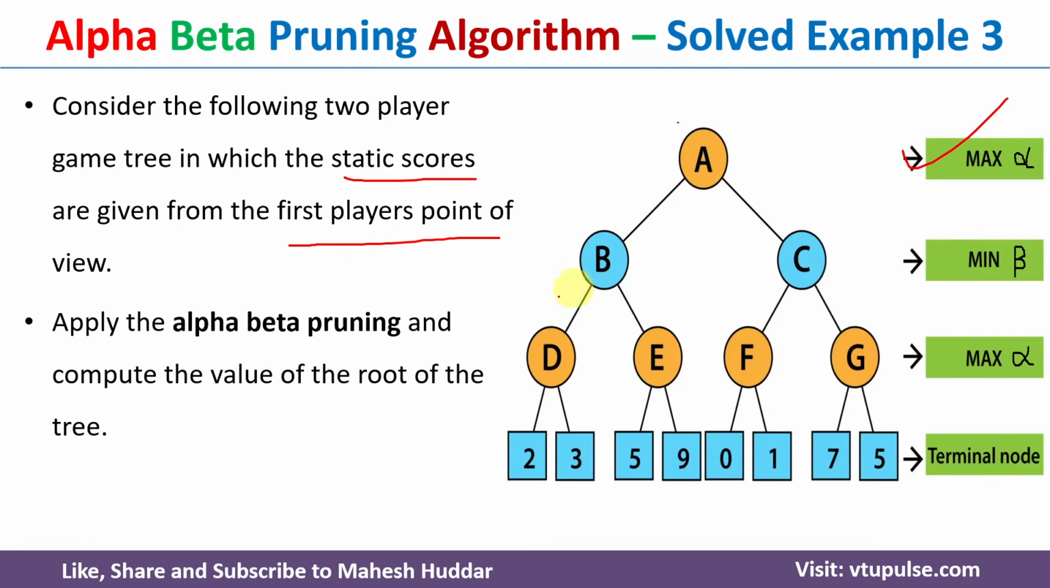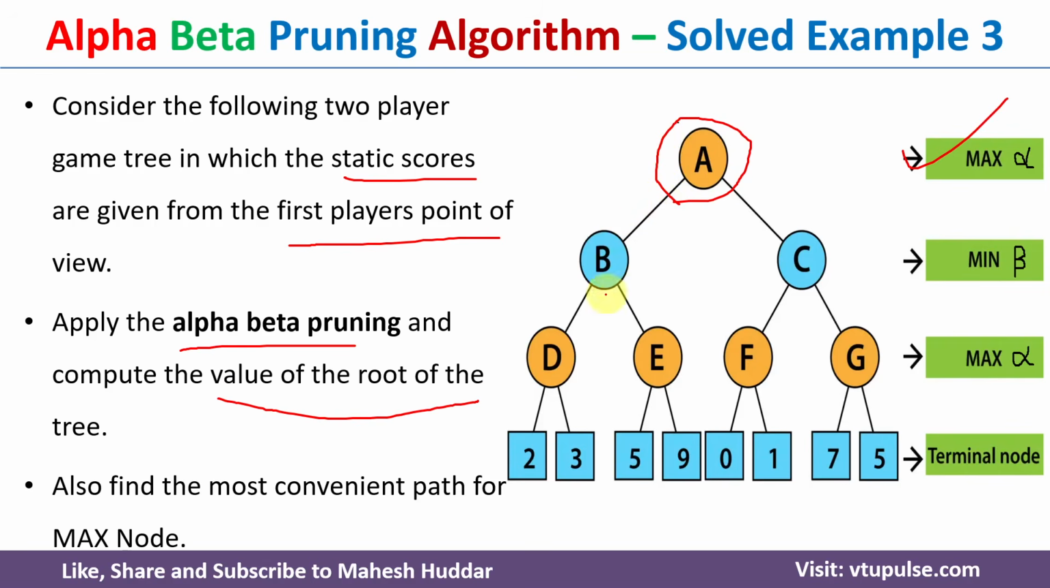Here we need to apply the alpha-beta pruning algorithm and compute the value of the root of the tree. That is, we need to find the value of node A. After that, we need to find the most convenient path for the max node.